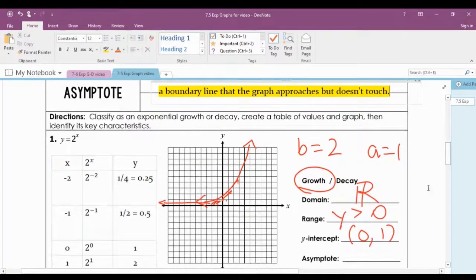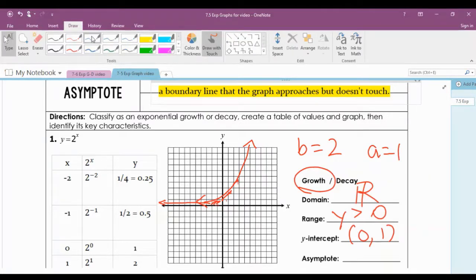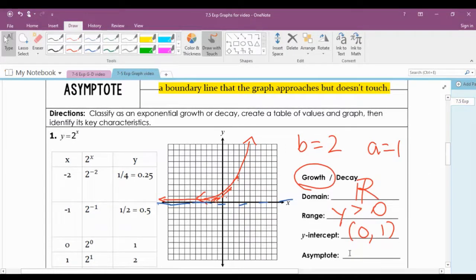Now let me show you what it looks like. I'm going to switch back over to drawing, and I'm going to use a different color. Blue, fine. Okay, so this is the asymptote. I tried to make it a dotted line, but whatever. So that is the asymptote for these graphs. Most of the time, if a equals 1, the y-intercept is going to determine where it is. And so the asymptote for this particular graph is y equals 0.